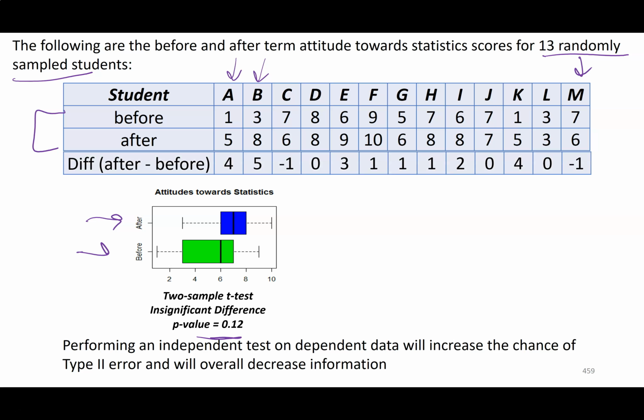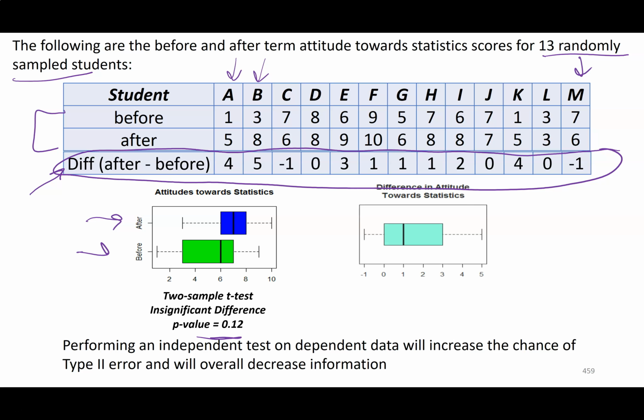However, if instead you focus on the differences, this is us just running an analysis on just the differences. So here is a box plot showing just the differences. And if you think about it, if there was no change in attitude, you'd be looking at 0, right?